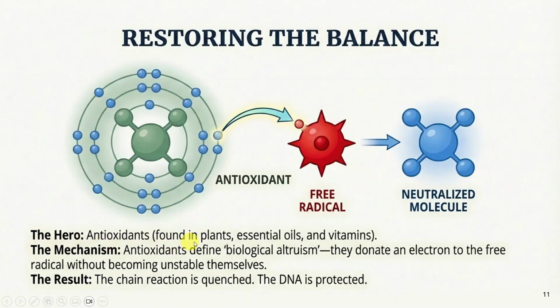So the hero is antioxidants. These are found in plants, essential oils, and vitamins. And ideally, these are whole food plant-based sourced, and ideally from a high quality brand I use as well, and then plant foods. So the mechanism here is antioxidants define biological altruism, or giving of goodwill here. They donate an electron to the free radical without, this is key, becoming unstable themselves.